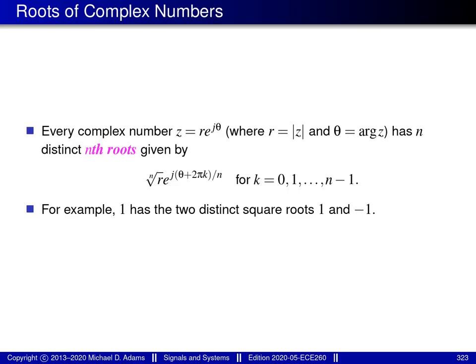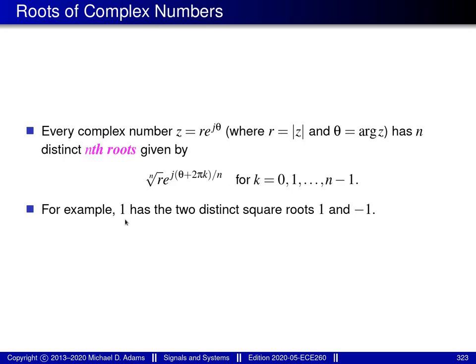When working with complex numbers, we often have the need to compute the nth root of a complex number. Every complex number has n distinct nth roots. So if we have a complex number z expressed in polar form, where r is the magnitude and theta is the argument of z, the formula for the nth roots of z is given by this expression here. The magnitude of all the nth roots are the same. They're all just the nth root of r. And then the arguments are given by theta plus 2 pi k over n for k going from 0 to n minus 1. And this will always give you n distinct values.